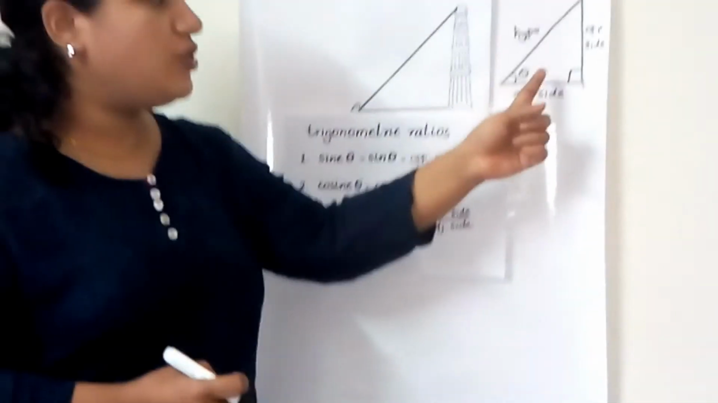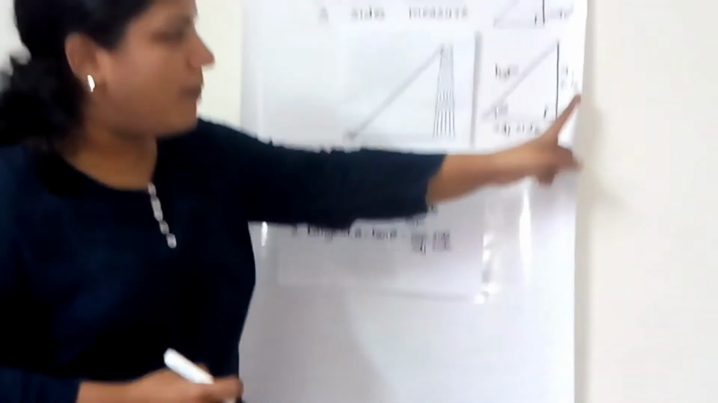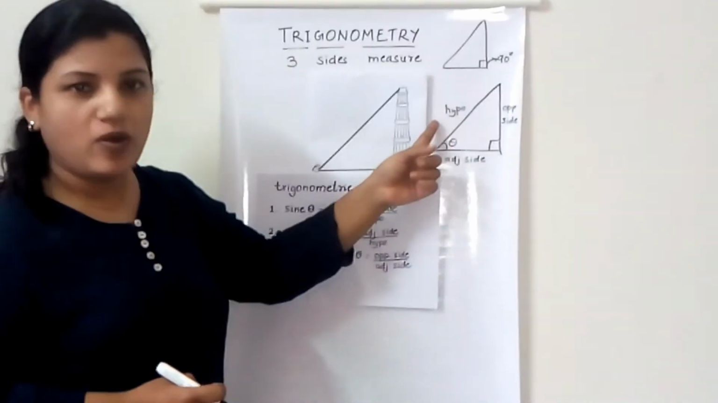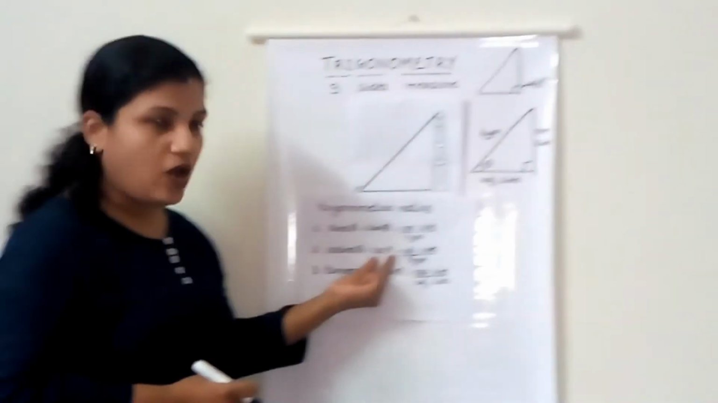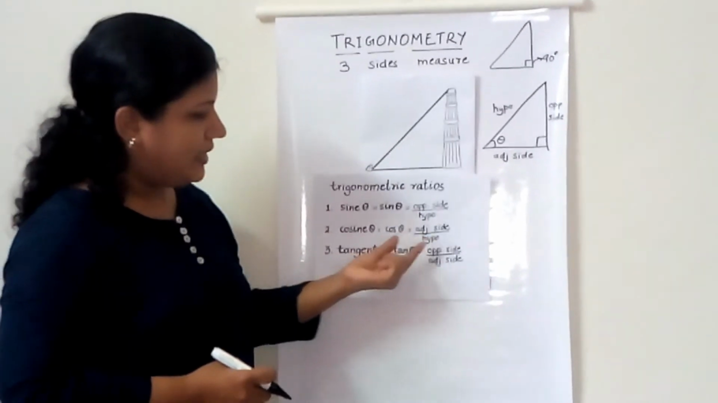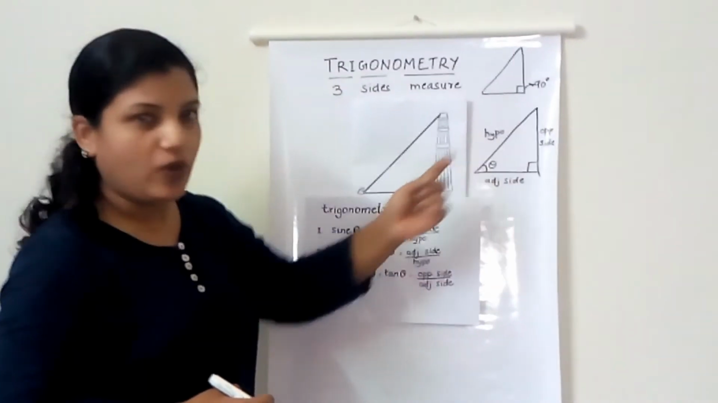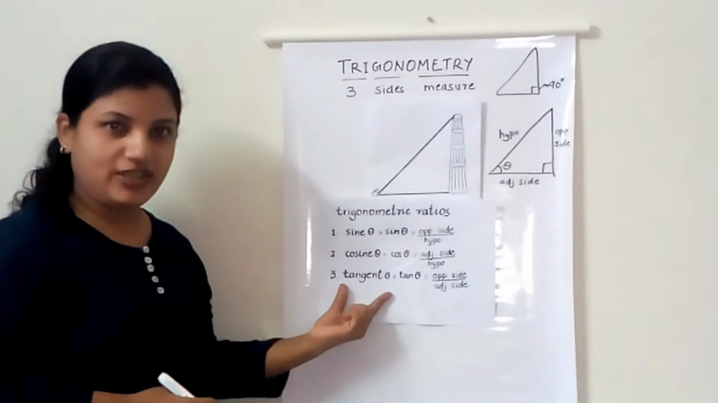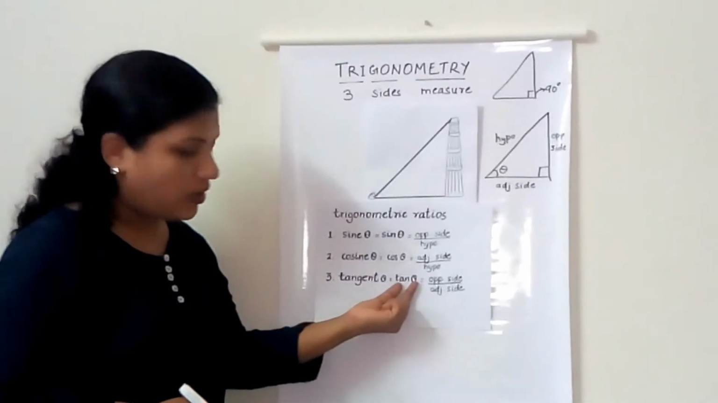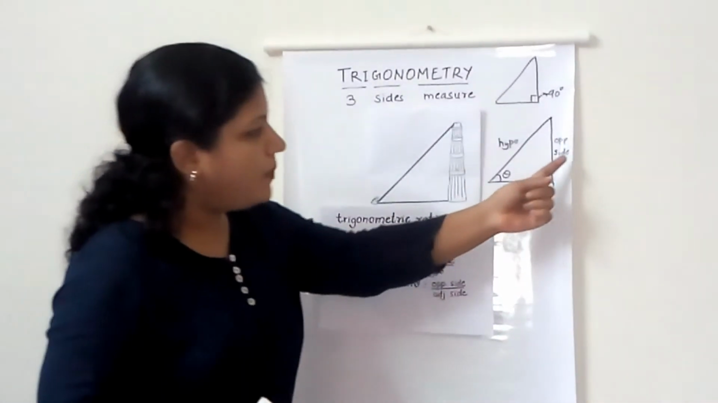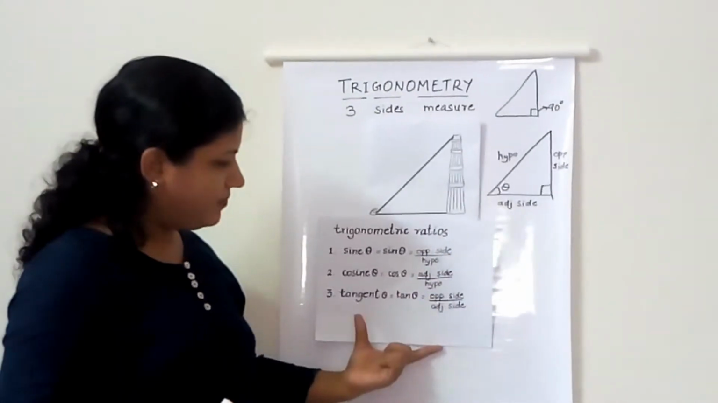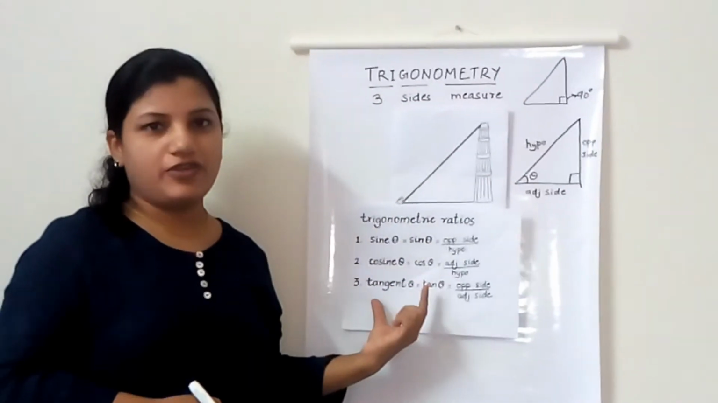So this is your angle theta. I'm talking about the opposite side by the hypotenuse. Cosine, also called cos in abbreviated form, is the adjacent side by hypotenuse. And tangent theta, which is also called tan theta, is opposite side by the adjacent side. So these are the first three trigonometric ratios.